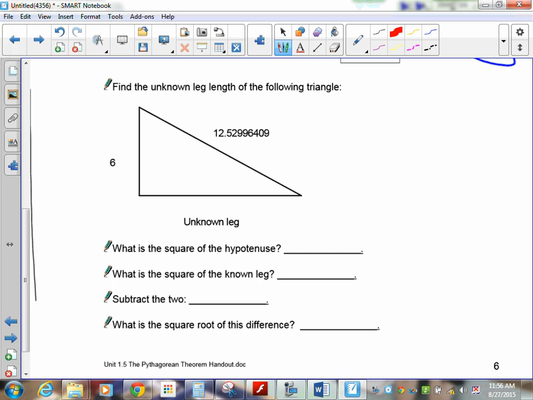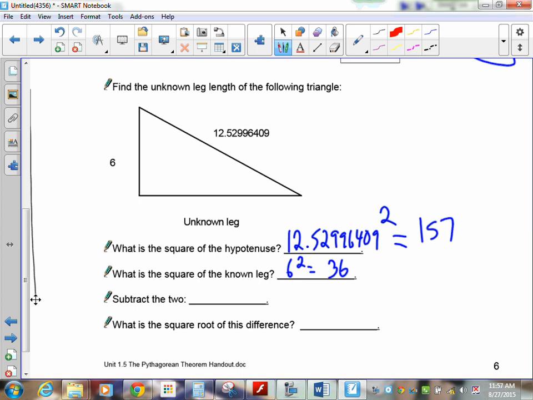Well, 12.52996409 squared. Take a look at that. Should give you 157. Now, if you have zeros there, just round it off. What's the square of the 6 there? Well, 6 squared is equal to 36.